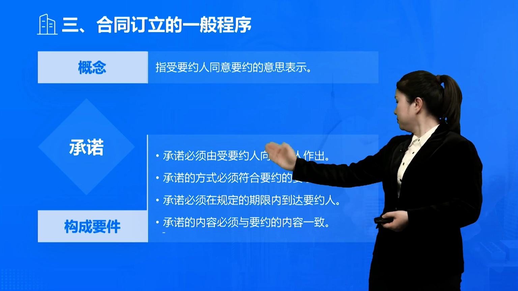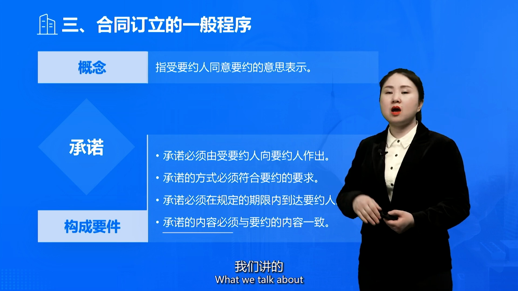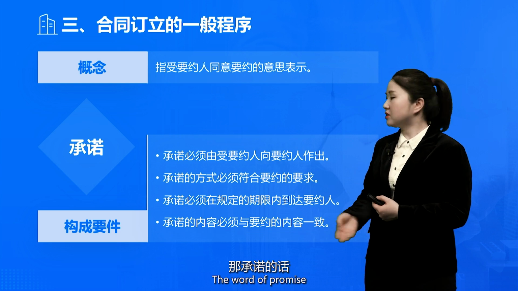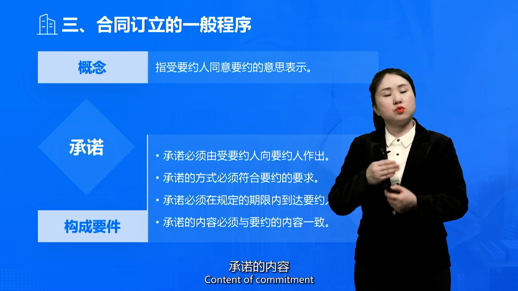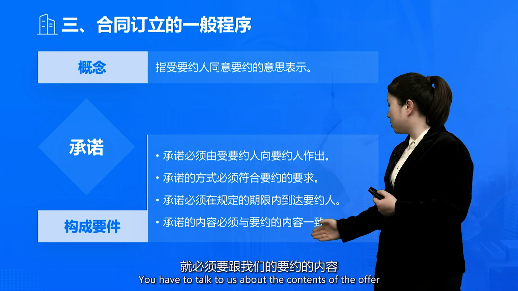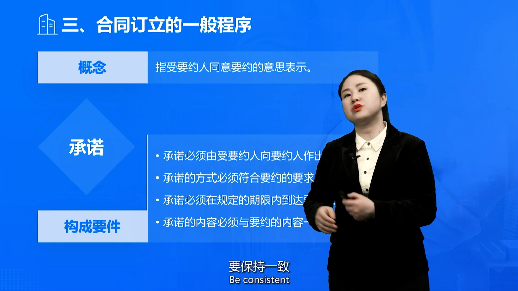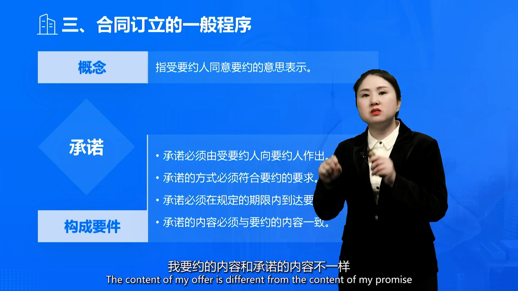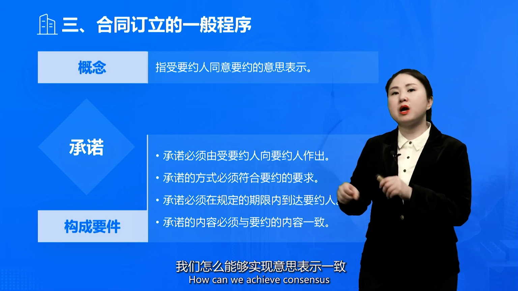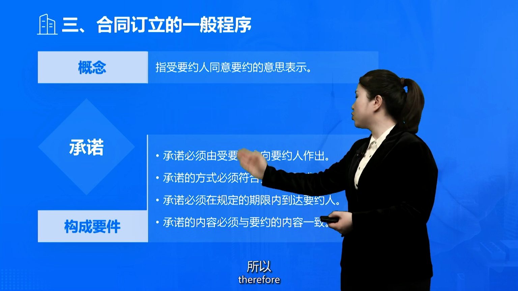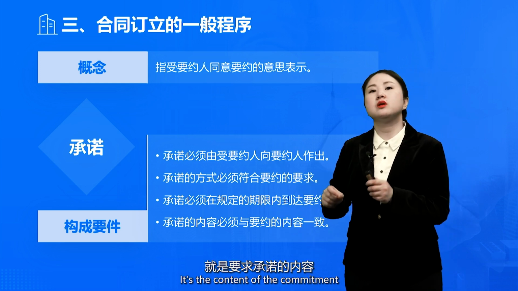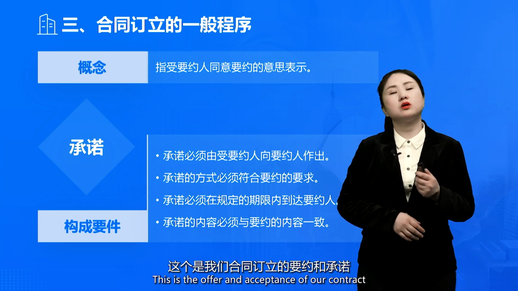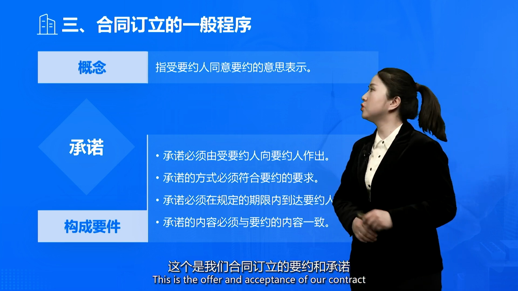Good. So in the end, what we talk about, an offer is subject to certain conditions. The word of promise, the content of commitment. You have to talk to us about the contents of the offer. Be consistent, otherwise, the content of my offer is different from the content of my promise. How can we achieve consensus? Therefore, the last is that the content of the commitment must be consistent with the contents of the offer. This is the offer and acceptance of our contract.